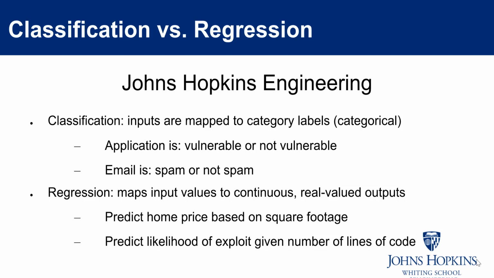But once again, that's a regression problem because it's trying to map the input, which is the number of lines of code, to a percentage likelihood as an output. So that's a continuous real valued output. And we're going to talk more about this and see an example of it in the upcoming slides.